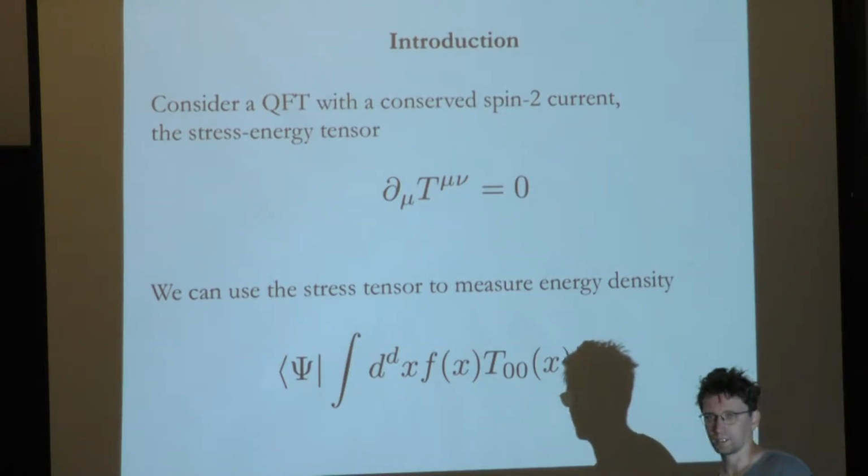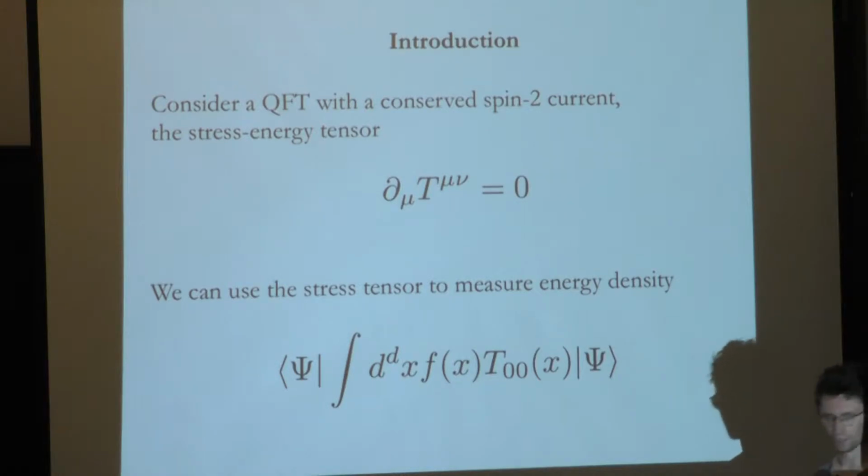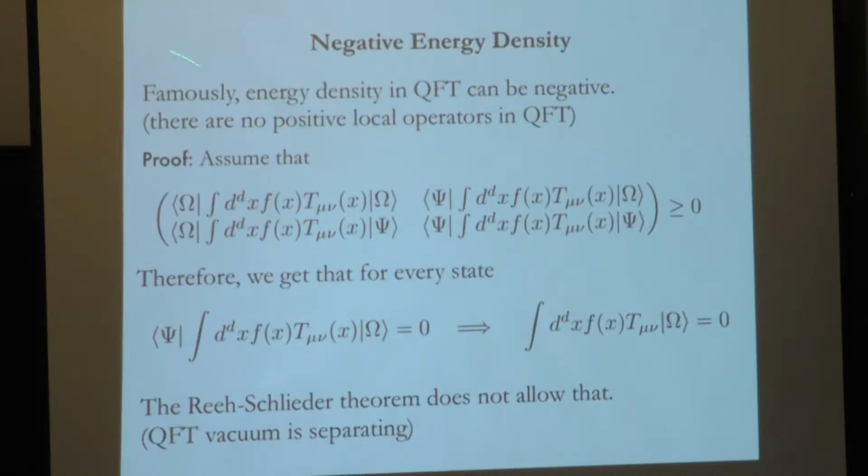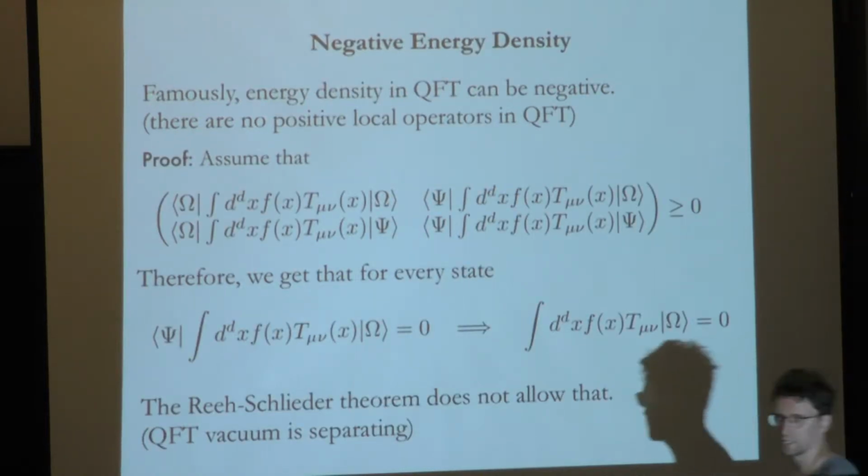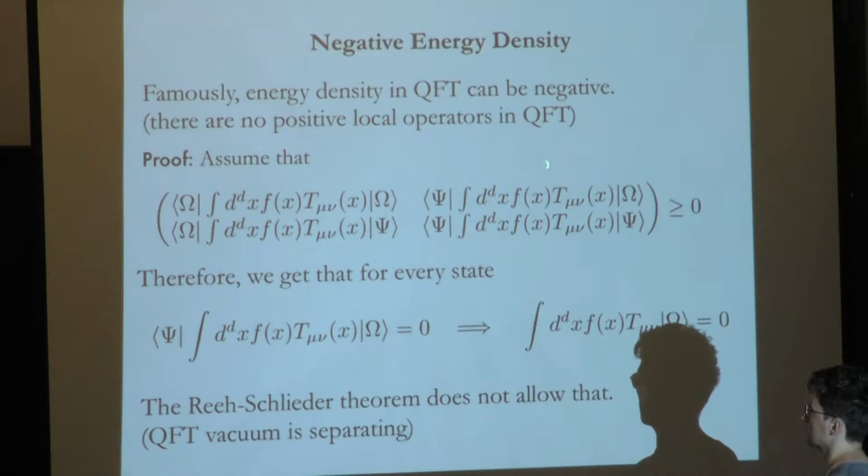And of course, measuring energy density is very important, especially in the context of gravity, because that's the meaning of Einstein equations, only provided we know something about the right-hand side. And there is this beautiful fact about quantum field theories that the energy density can be negative. Or stating more precisely, the theorem goes: there are no positive local operators in quantum field theory.